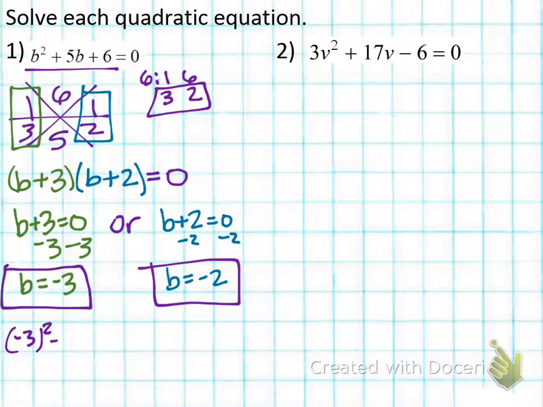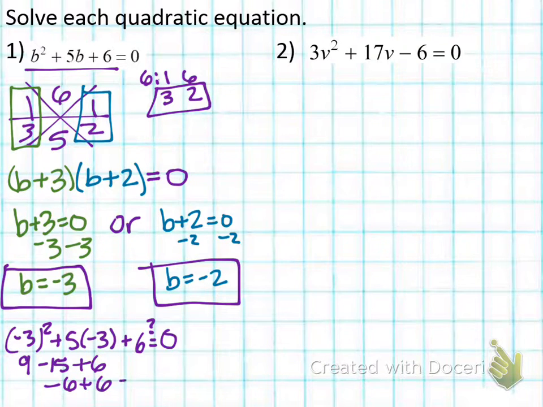I were to plug in -3 for b, I would get -3 squared plus 5 times -3 plus 6, which is just 9 minus 15 plus 6, which is just -6 plus 6. And that equals 0, right? So plugging in -3 makes my equation true. Okay, that means it's a solution.